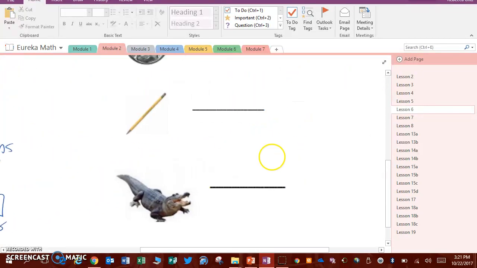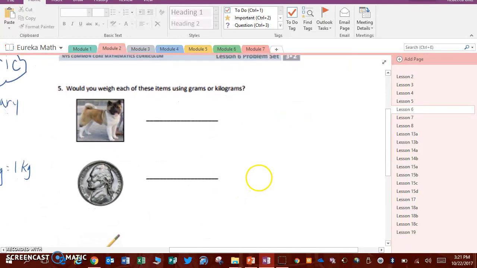All right, so let's take that and apply that to the back side of our problem set. Would you weigh each of these items using grams or kilograms? And so what we're thinking of here, are we thinking of a paper clip or a skate? So if we had a dog, is it going to be easier to get its weight piling up a bunch of skates or a bunch of paper clips? I would say the skate. So this is a kilogram measurement. We want to find the biggest weight we can to help us measure the object.